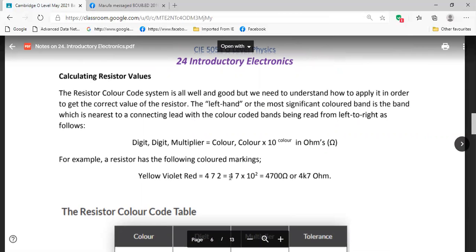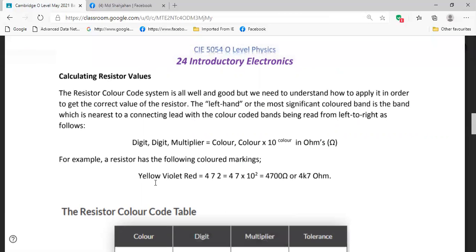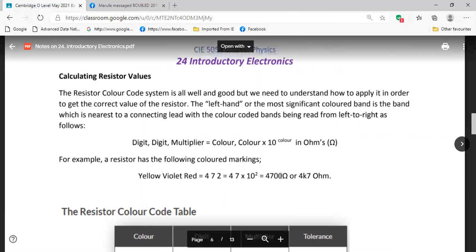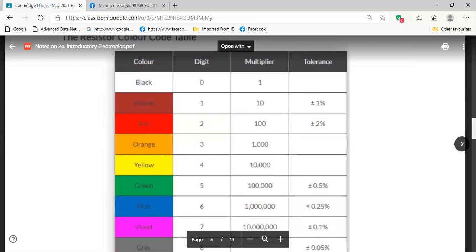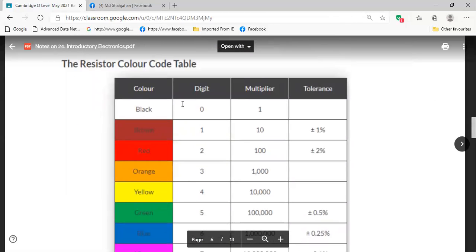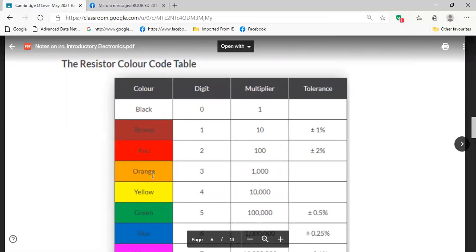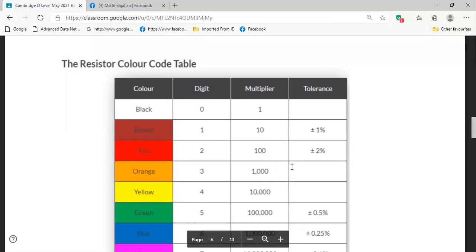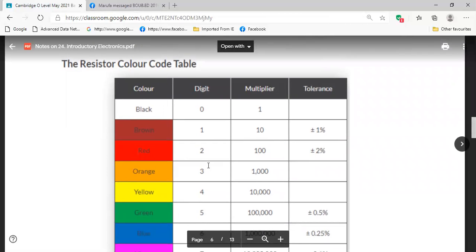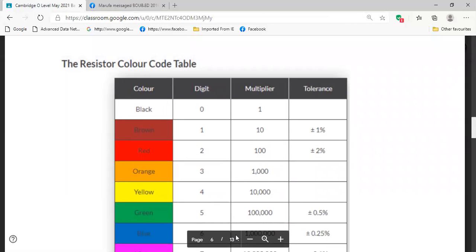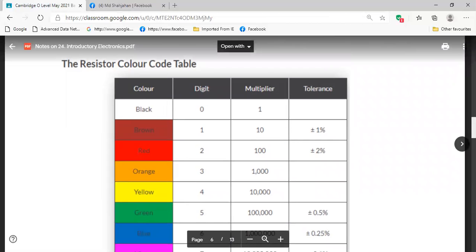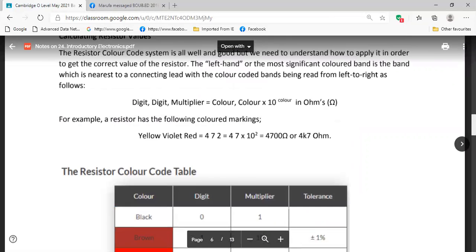Now, look here, we have one example. Here is given the table, right? Black is 0, brown is 1, red is 2, orange 3, yellow 4. This way, the values for the colors are given.